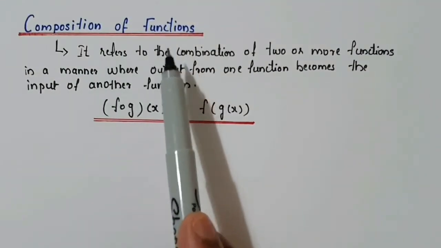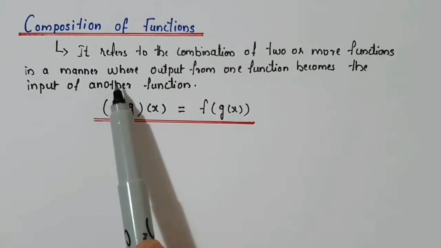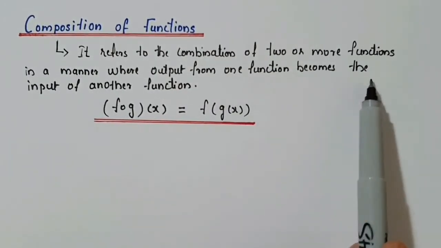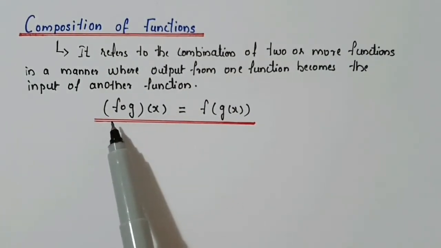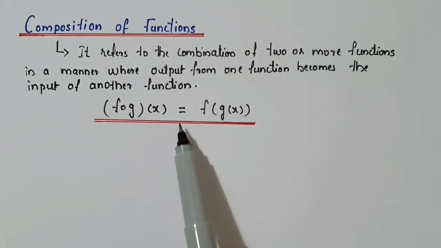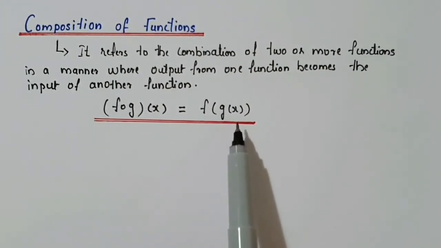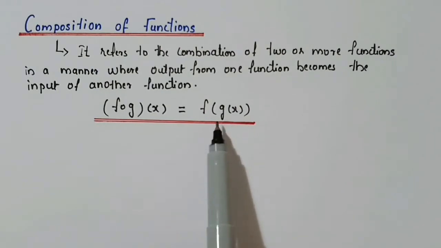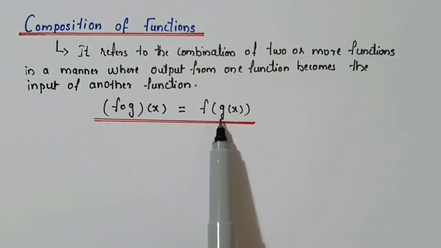Composition of functions. This refers to the combination of two or more functions in a manner where the output of one function becomes the input of another function, and it is usually represented as f composed with g of x, which is equal to f of g of x. This notation tells you to start with the innermost function, that is g of x, then the second function f. That is, we are replacing x in f of x with g of x.